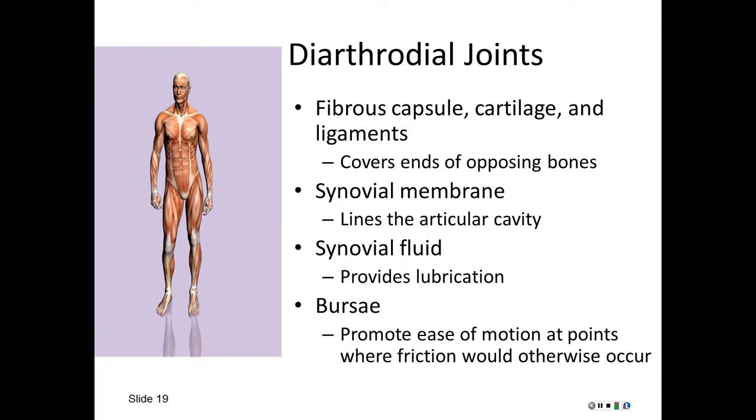Okay, and as you look at the different types of joints, you realize that on the diarthrodial joints, you've got a fibrous capsule and cartilage and ligaments. There's also synovial membrane and synovial fluid, which gives you lubrication, and the bursa, which promotes the ease of motion at points where friction would otherwise occur. And the bursa is an oil-filled sac that is meant to just be an extra cushion.